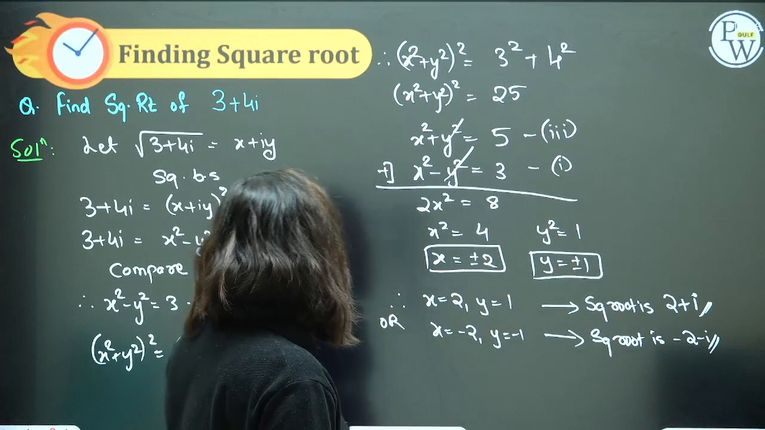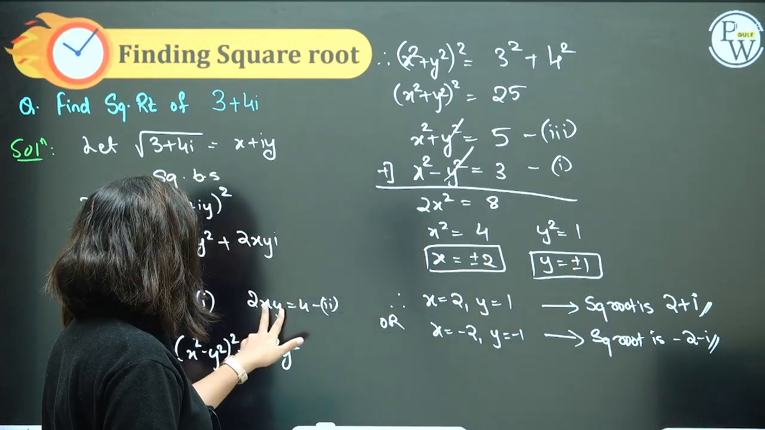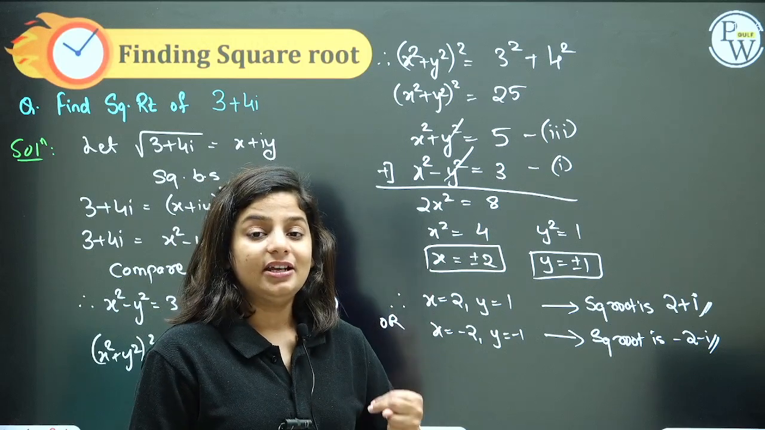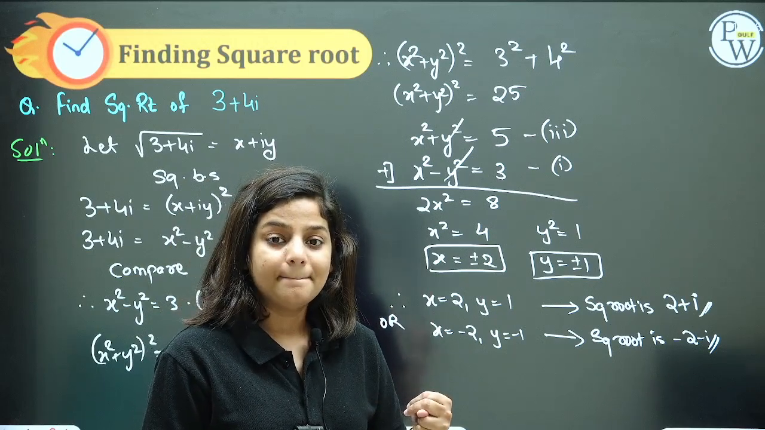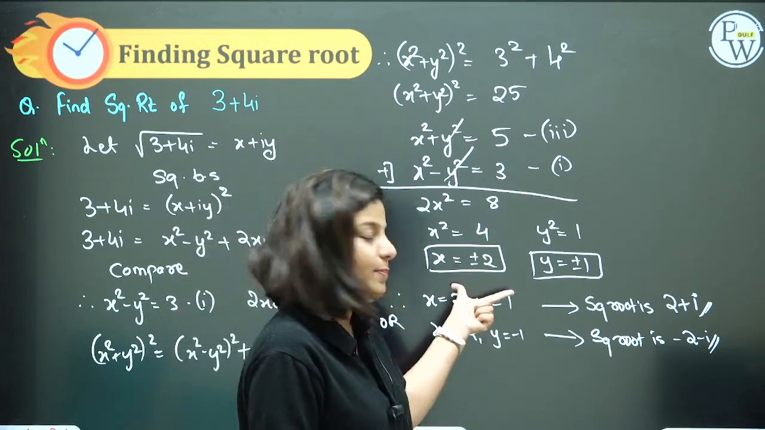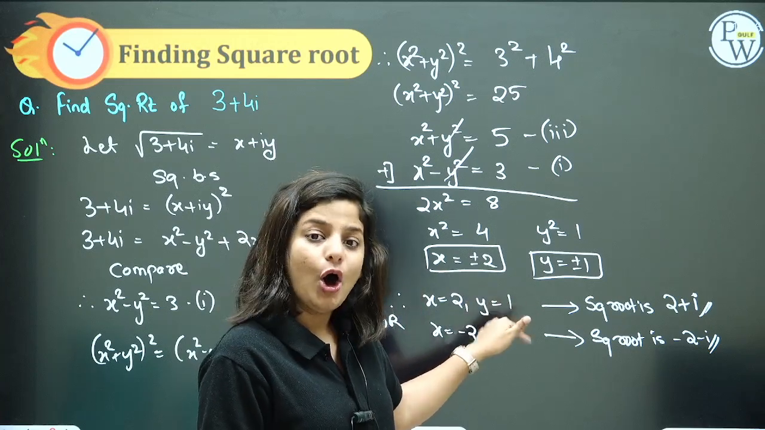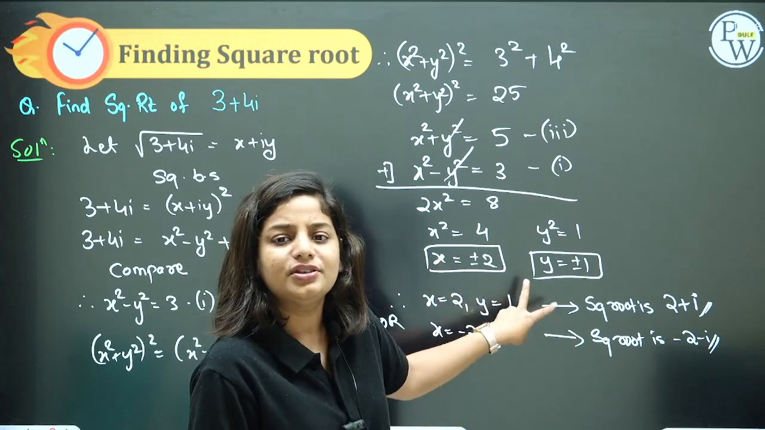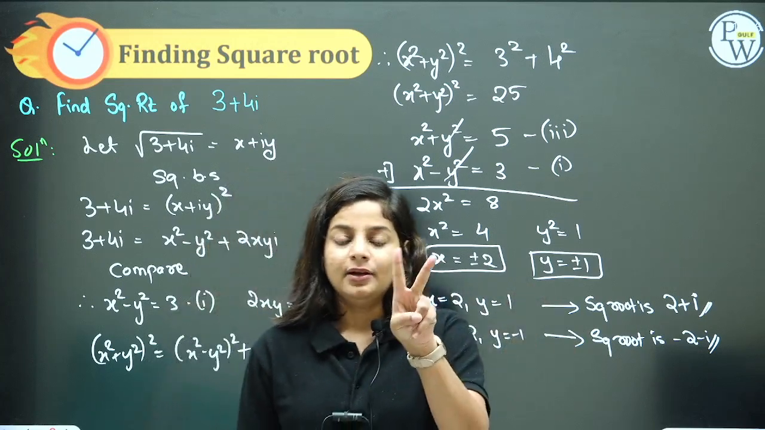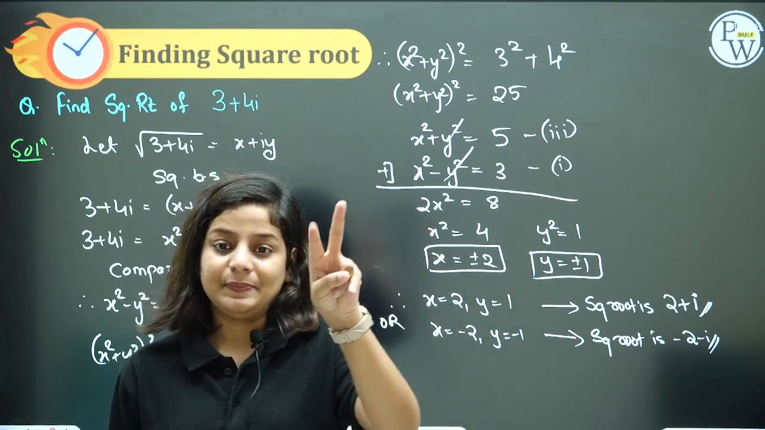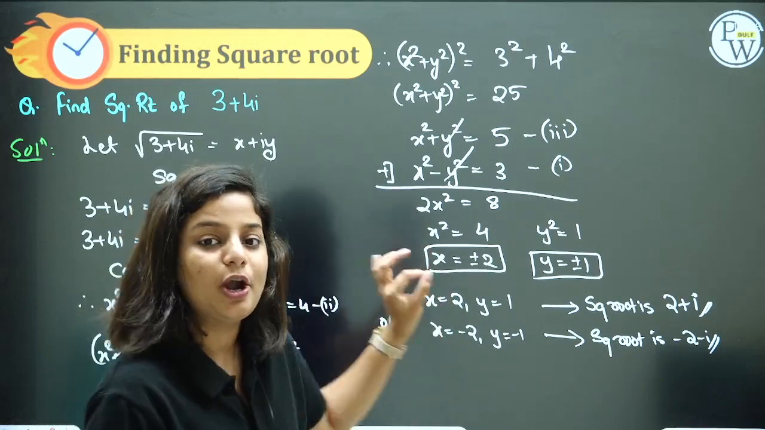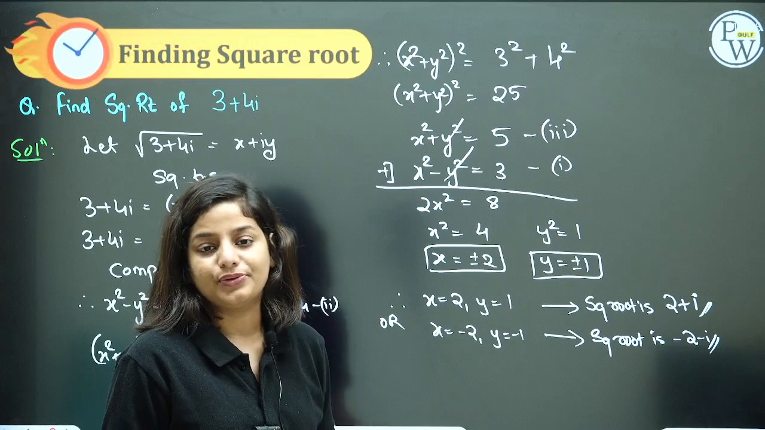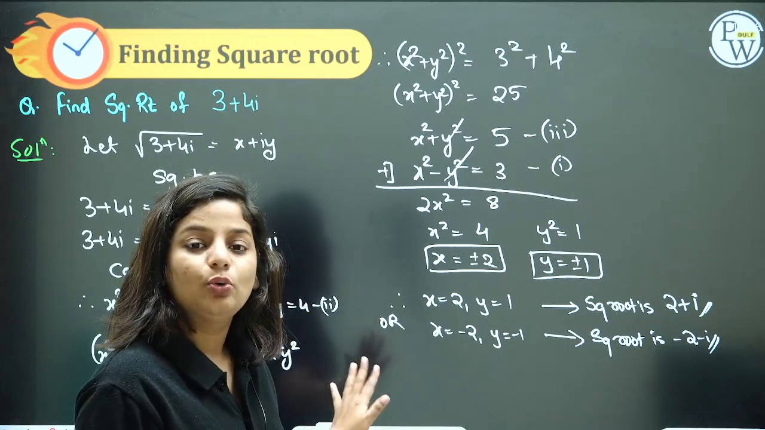What happens if this product is negative, xy equal to minus 4? If the product is negative, then you will say x should be positive and y negative, or x negative and y positive. One positive and the other negative. Both should be of different signs. If they are of different signs, the product will be negative. One positive, one negative, or the other way around. That is what we will do in the second question.